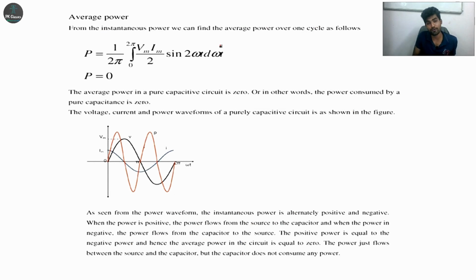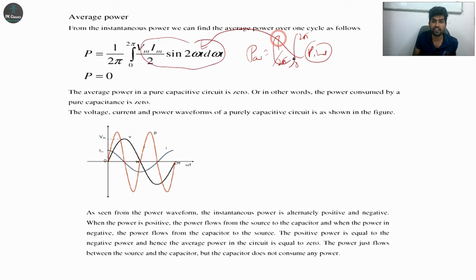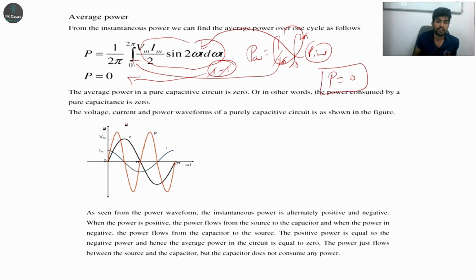Next, average power. How will we get average power? By integrating instantaneous power over one cycle. So P average is equal to 1 by 2 pi, with 0 to 2 pi as the interval, of the instantaneous power. This is the area under one cycle. If you integrate over the limit 0 to 2 pi, sin 2 omega t becomes cos 2 omega t by 2. After applying the limits, you get cos 2 pi minus cos 0, which is 1 minus 1, so the answer is 0. So the pure capacitor does not consume any power. The power becomes 0.